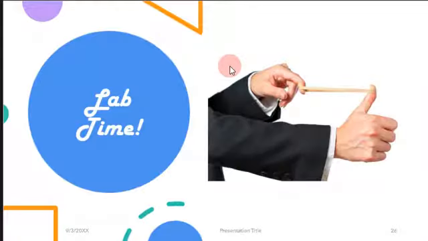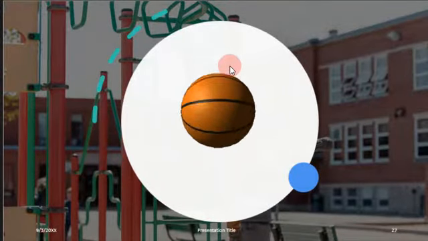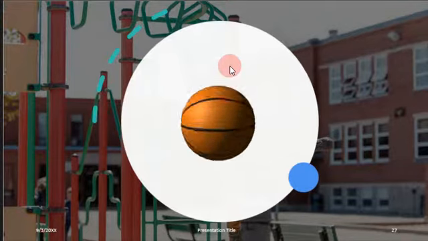Now it's lab time. Yay! All right, so we're going to do a couple things. I'm wearing a sweater. And depending on how it goes, we may have to leave the room and go elsewhere. Okay, we're going to start with a bouncy ball.